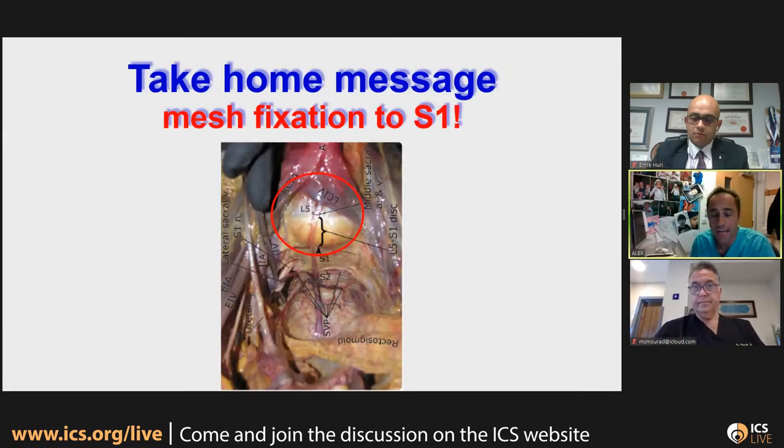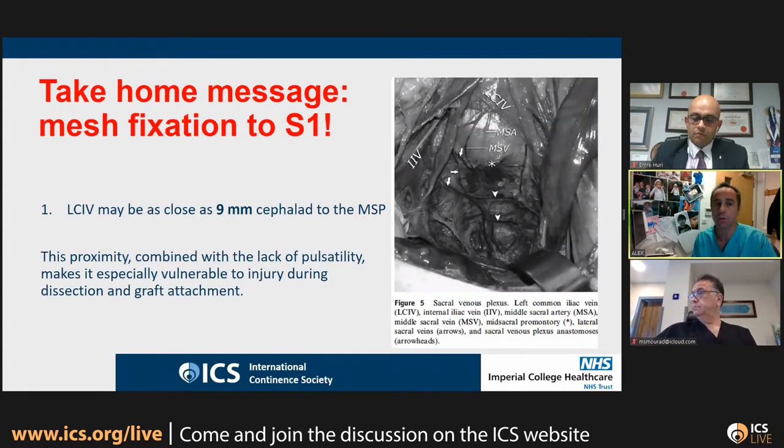The first take-home message, obviously, is that I like to fix my mesh no more on the sacral promontory, but on S1. The reason is that the left common iliac vein might be as close as 9 millimeters from the mid-sacral promontory. And the fact that the vein has no pulsatility makes it very vulnerable to any injury during the dissection or during the attachment of the mesh.